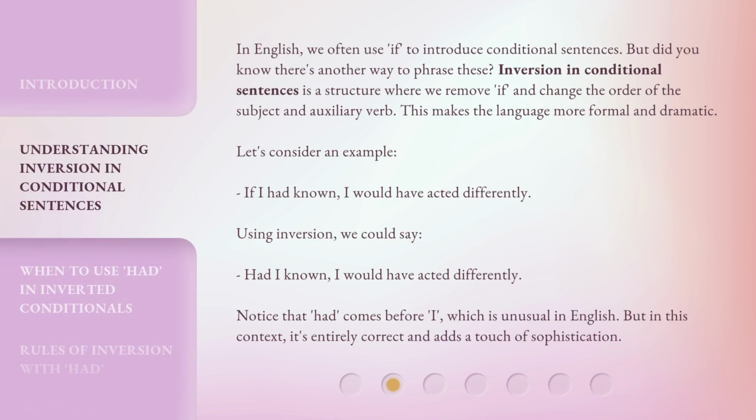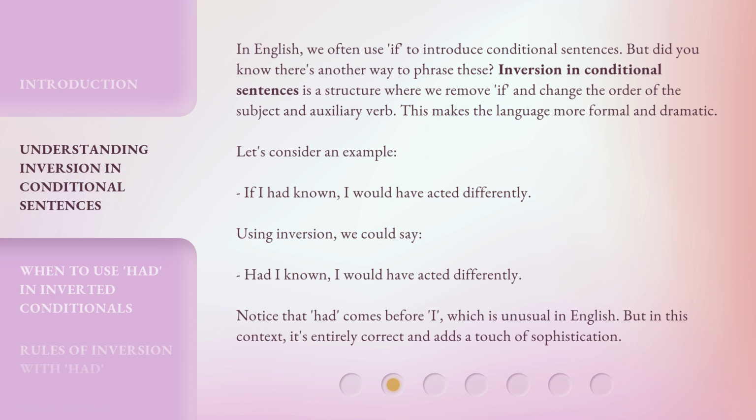In English, we often use "if" to introduce conditional sentences. But did you know there's another way to phrase these? Inversion in conditional sentences is a structure where we remove "if" and change the order of the subject and auxiliary verb. This makes the language more formal and dramatic.